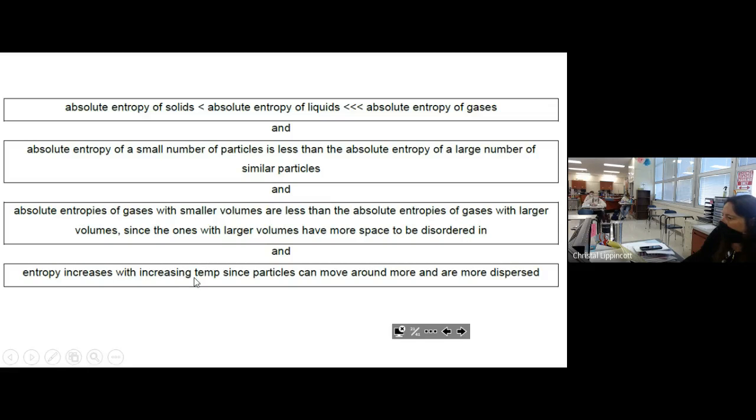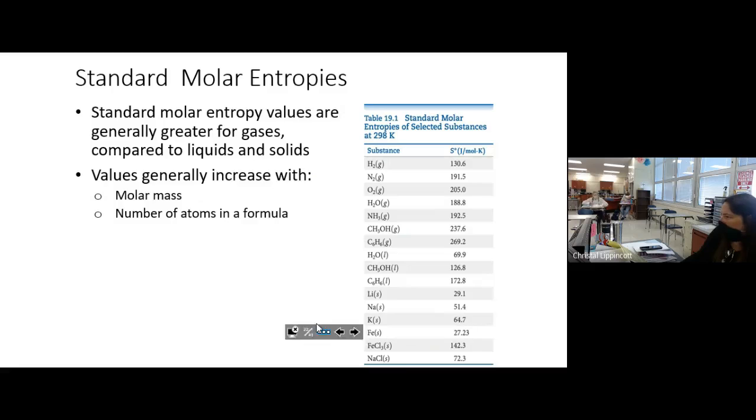And then it's going to increase with increasing temperatures because you've got more particles, they've got more speed, so they're more dispersed. All right, now this is where we need to be careful.